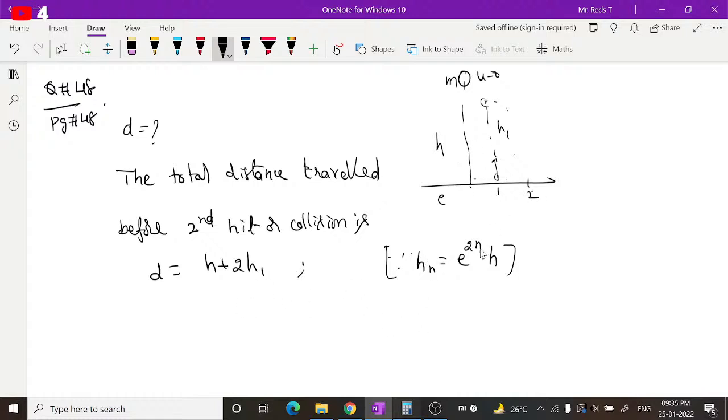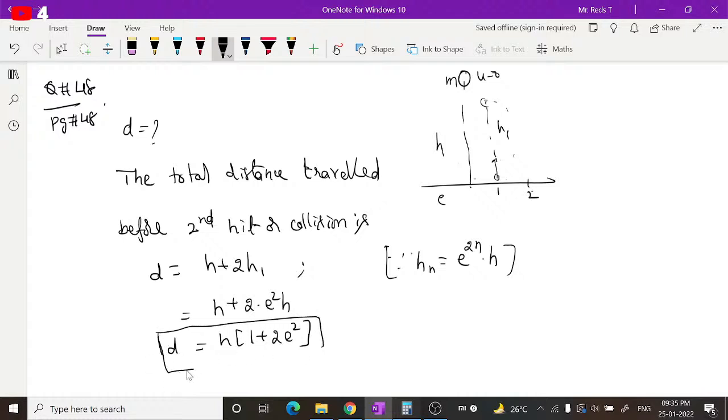So after the first hit, it will be e square h. Is it clear? So then you can write it as h plus 2 into e square h. Here if you take the h out, you can write it as h into 1 plus 2 e square, right? That's it. This will be the total distance traveled.